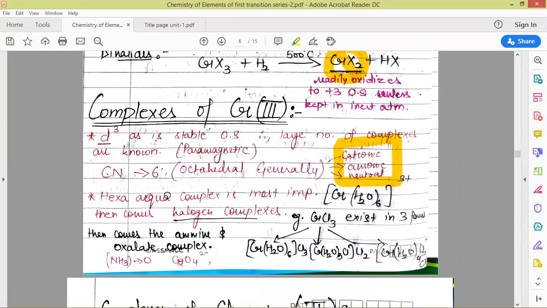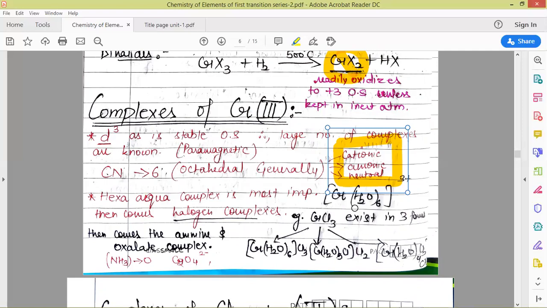So the first complex in +3 oxidation state which we are going to discuss is the hexaaqua complex. This is a very important complex, as far as the +3 oxidation state of chromium is concerned. This has octahedral symmetry with 6 water molecules surrounding the chromium 3 positive ion.